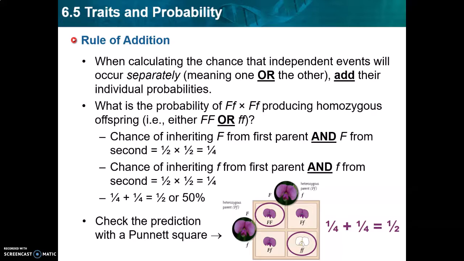So we have now used the rule of addition and the rule of multiplication together to solve this problem. The rule of multiplication to figure out the chance of each parent passing down a certain set of alleles, and then we added those together using the rule of addition because those two events did not have to occur simultaneously, and that gave us our final probability of 50%.